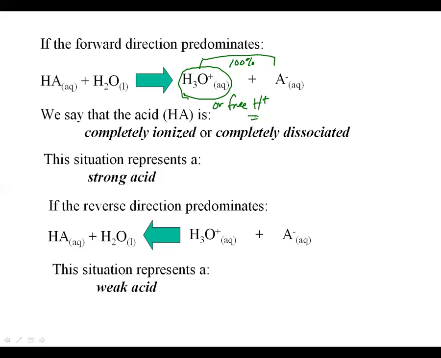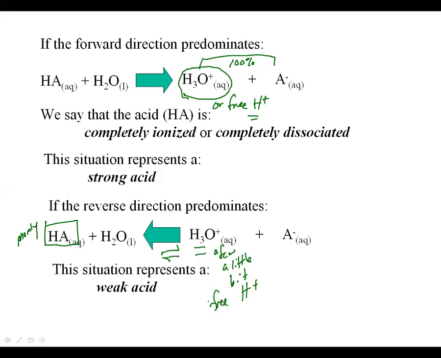And if the reverse reaction predominates, that is what we saw at the bottom there. Typically, it'll be represented by those arrows heading in both directions. It'll be a reversible reaction. And in that situation, that's a weak acid. So as I mentioned on the last slide, in solution, this is mainly what you have, which is the whole guy still together. But again, still able to produce a little bit of free H plus.